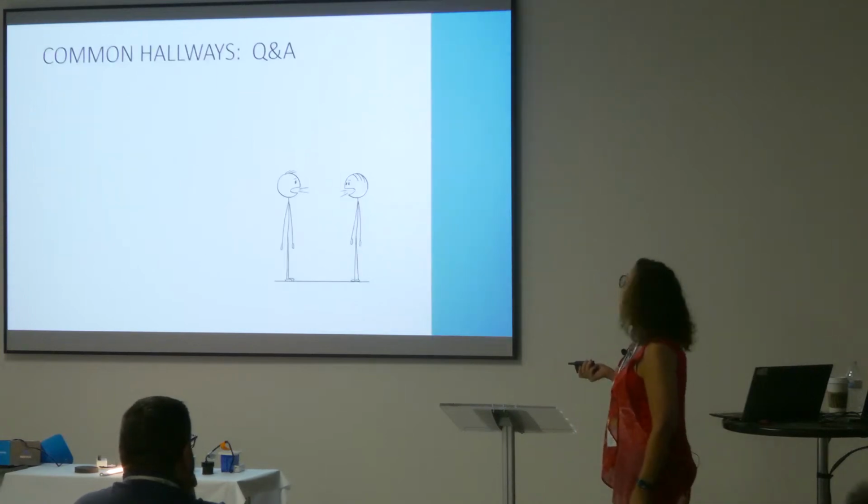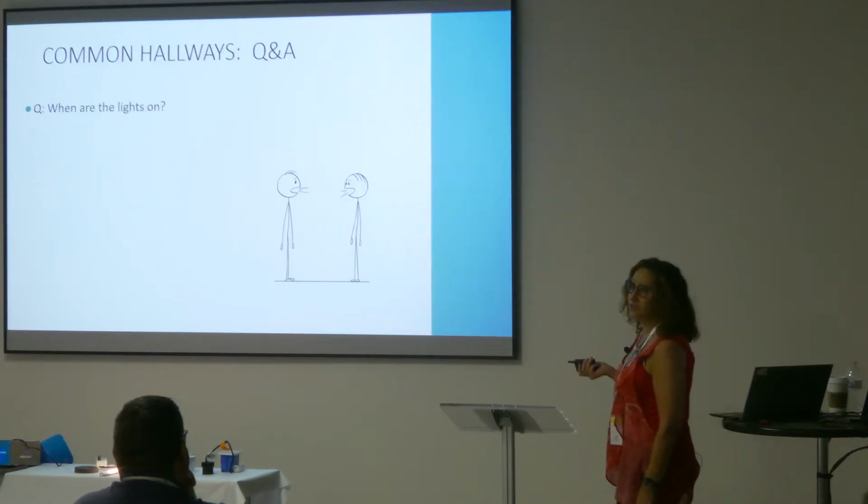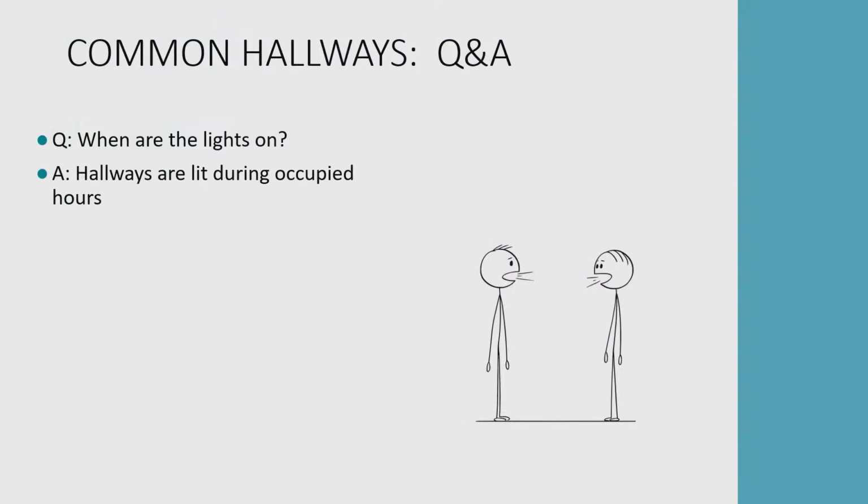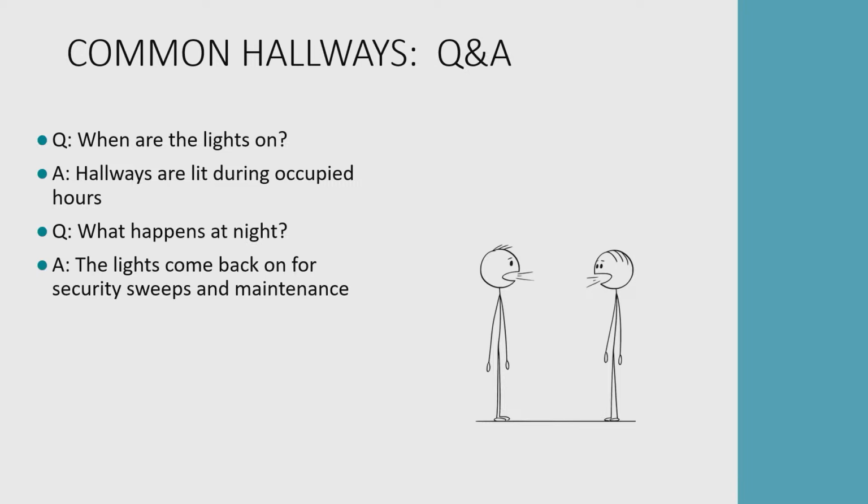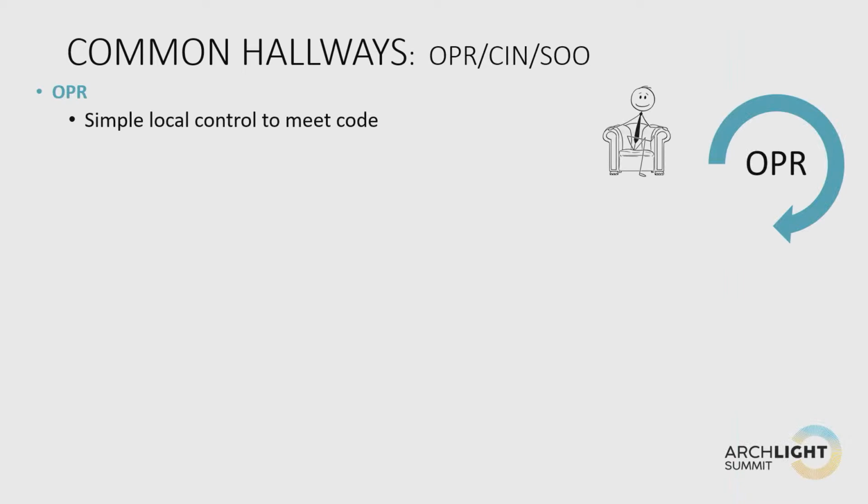All right, let's look at some hallways. When are the lights on? That's a pretty decent question. All right, so the hallways are lit during occupied hours. What happens at night? The lights come back on for security sweeps and maintenance, right? So you've got an office building, you've got somebody who walks the halls at night, you've got the cleaning crew, whatever. Shocking. What does our owner say?